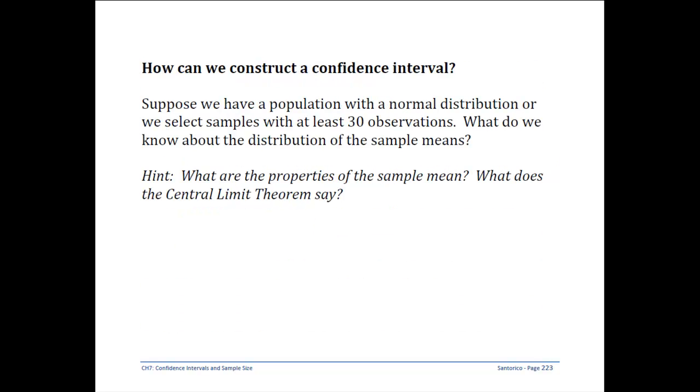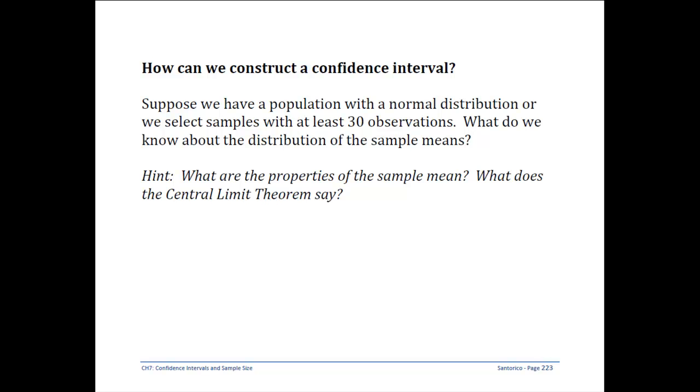So how do we construct a confidence interval? If we have a population that has a normal distribution, or if we have samples that have at least 30 observations, what do we know about the distribution for our sample mean? Think about that for a second. Pause and think about what you can tell me. As a hint, we have the central limit theorem. So what if I repeatedly take samples? What can you tell me about the distribution for that sample mean?